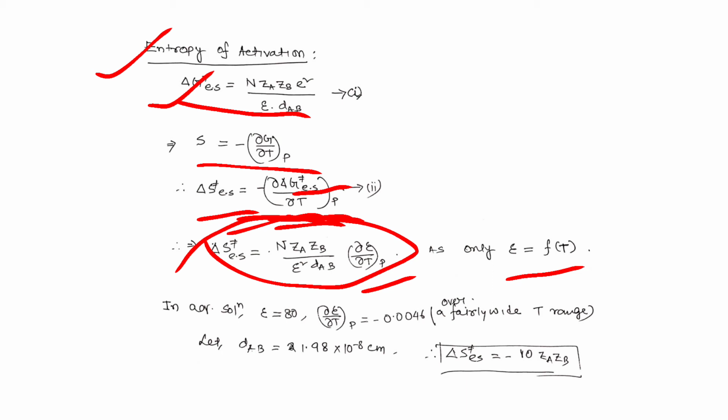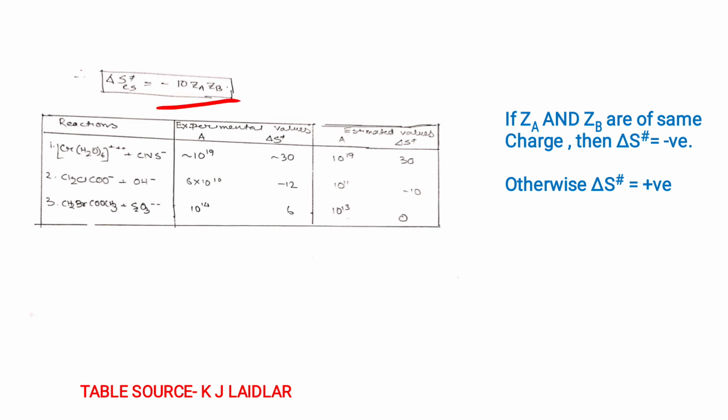Now suppose we take an example of an aqueous solution. For aqueous solution, epsilon is equal to 80 and this value is this one. This is a fairly well-established experimental value over a fairly wide temperature range. And let d_AB equal this many centimeters. So we will get delta S hash equal to minus 9 point something into z_A z_B, this one actually.